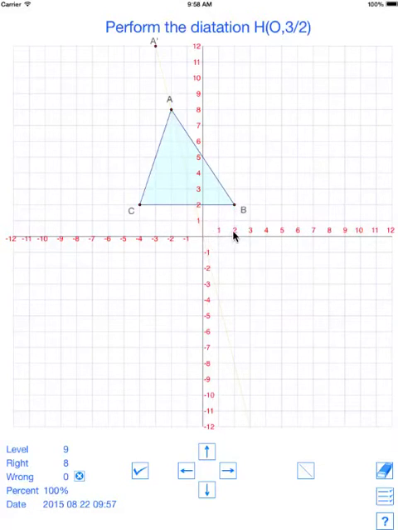B, so we're at 2, 2. So 2 divided by 2 is 1 times 3 is 3, so we're going to be at 3, 3. And once again, the yellow line goes through the origin. And C, we're at -4, 2. So -4 divided by 2 is -2 times 3 is -6, so -6. And then the 2 is going to become 3. All right, and there we are.